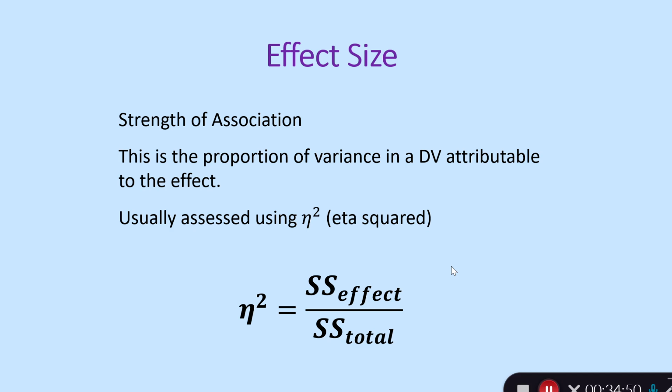Eta squared is calculated slightly differently to partial eta squared. It's interpreted in a very similar way, with different guidelines for what's a small, what's a medium, what's a large effect size. So it's usually 0.01 for small, 0.06 for medium, and 0.14 and above for a large effect size, like with partial eta squared.